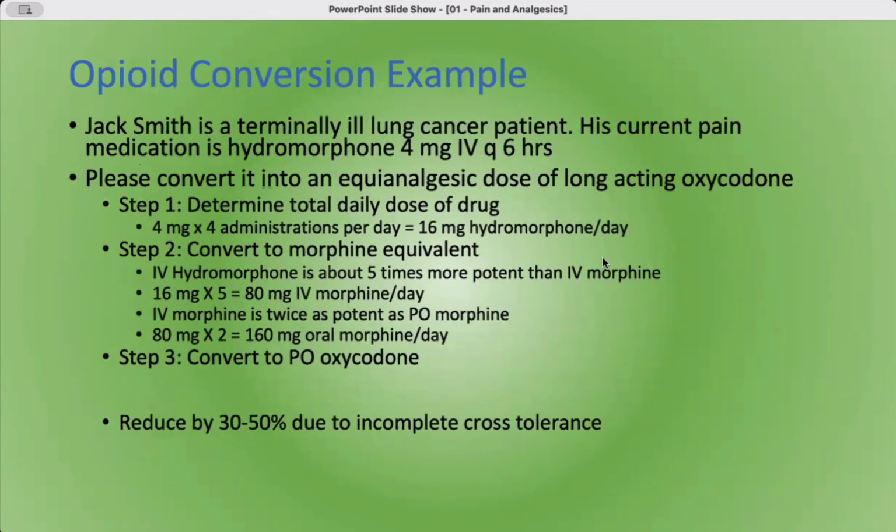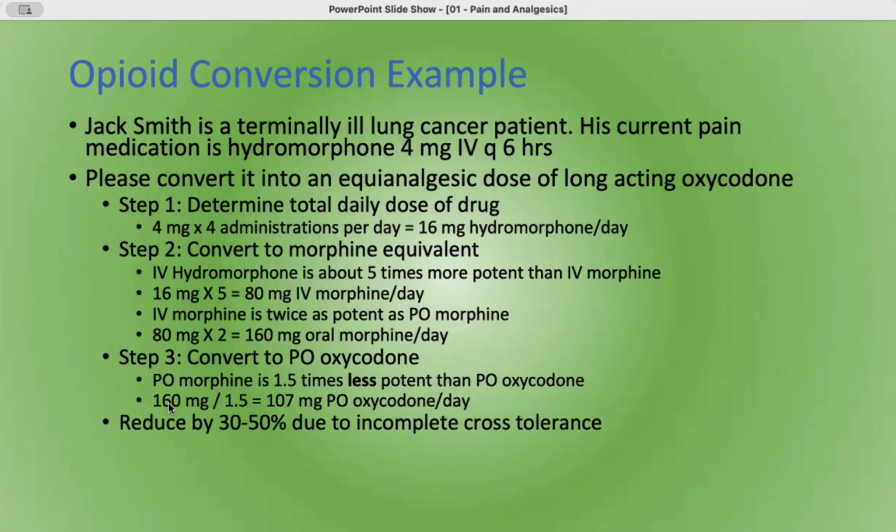That is going to be that first step of conversion. The ratio is 5 to 1. So you take 16 times 5 gets you 80. And then the PO to IV conversion is double, a factor of 2. So 80 times 2 is 160. So that is the oral morphine. Now, the oral morphine to oral oxycodone is a 1.5 ratio, so that gets you down to 107 of PO oxycodone.